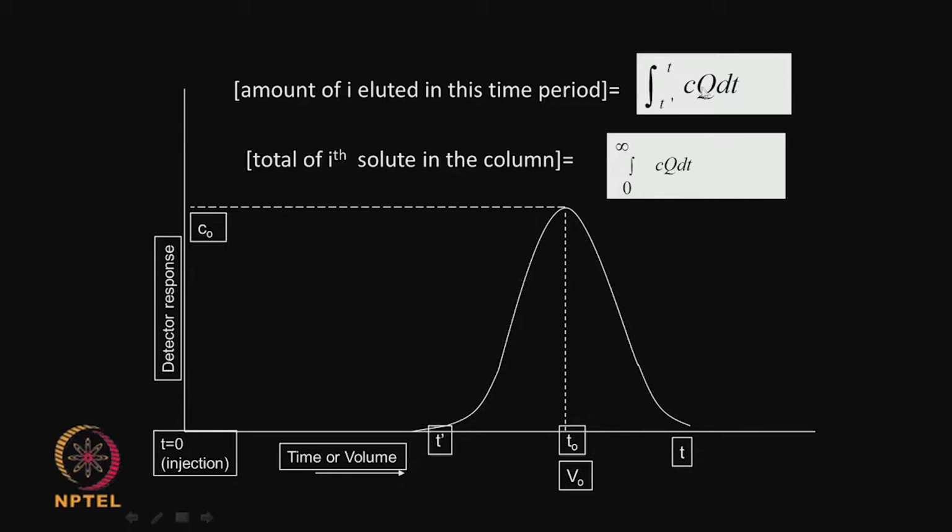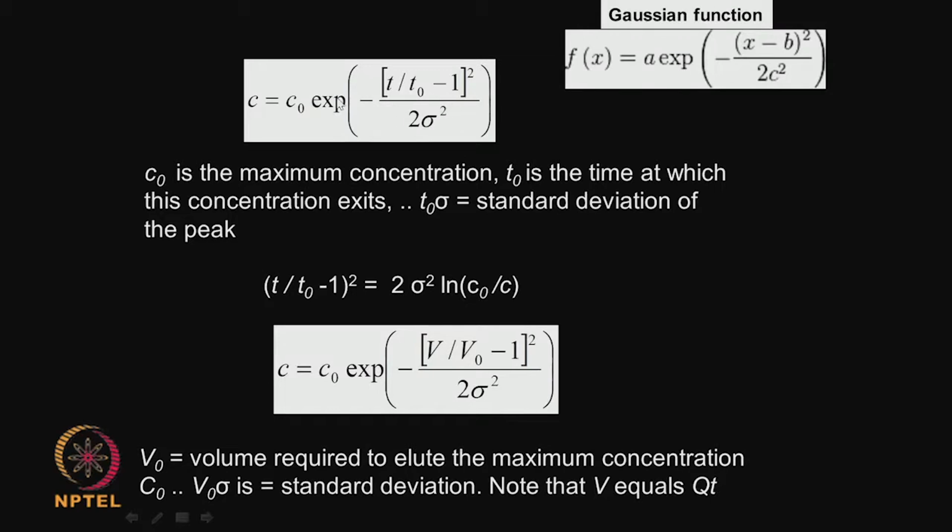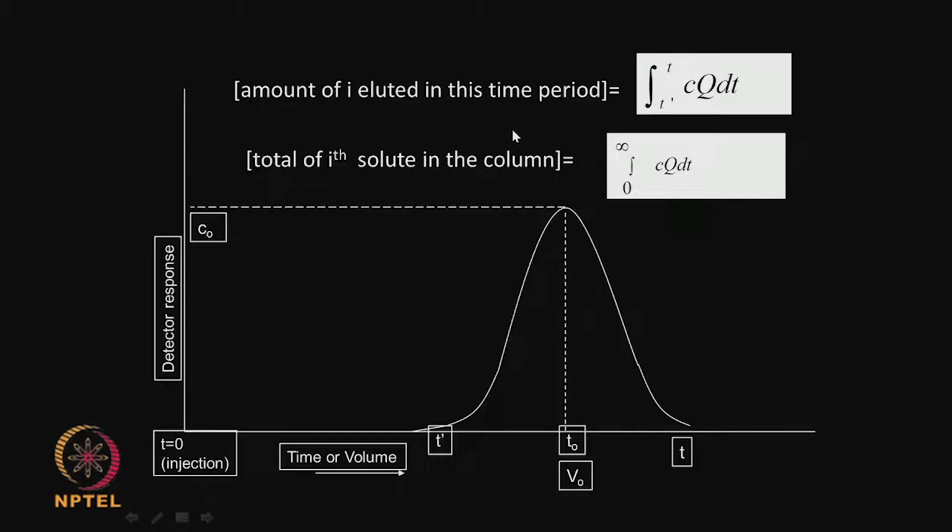So, we could integrate this equation. If you remember, this is the C naught C equation, I could put it there, integrate, and I will end up with a slightly complicated looking equation. We will look at it later on, where I can integrate between T dash to T, or between 0 to infinity. We will look at it after some time.